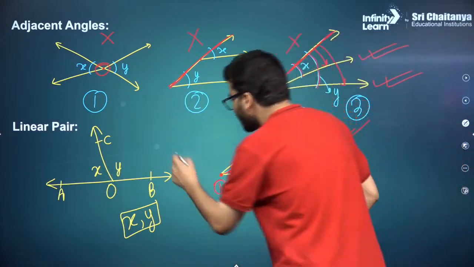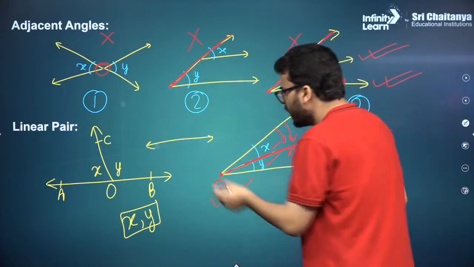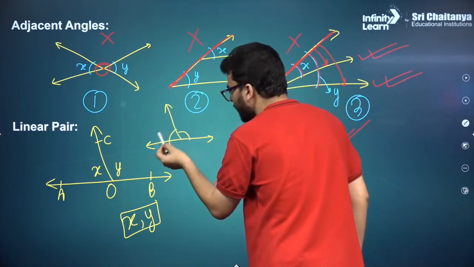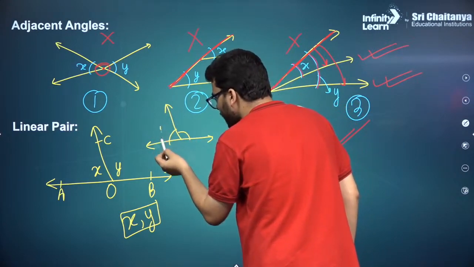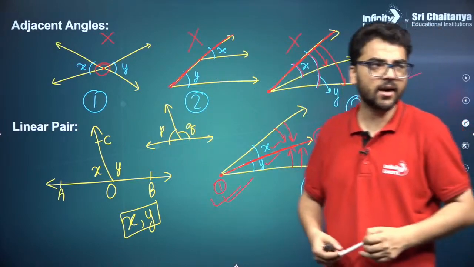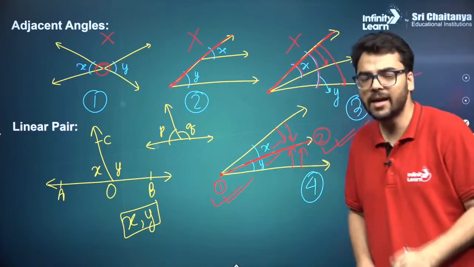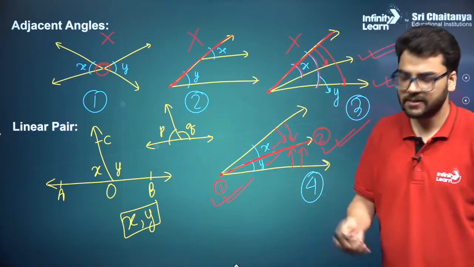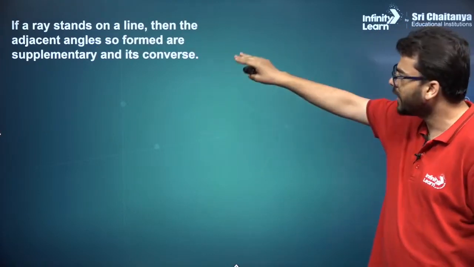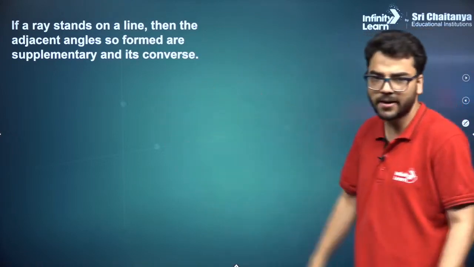Or you can understand it like this: if you have a straight line over here, and you drop a ray on that, these angles will be adjacent angles forming a linear pair. Suppose in this case P and Q. So they are forming a linear pair. Is it clear to every student over here? Now the sum of angles in a linear pair is 180 degrees. The angles in a linear pair will be supplementary. If a ray stands on a line, then the adjacent angles so formed are supplementary, and its converse.